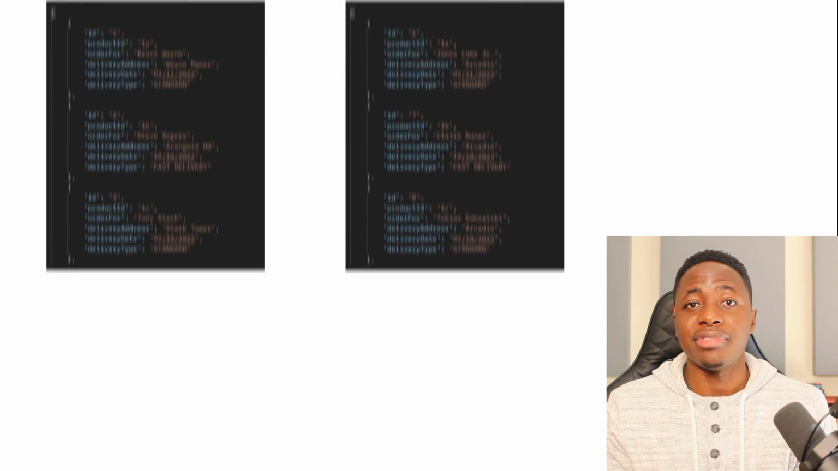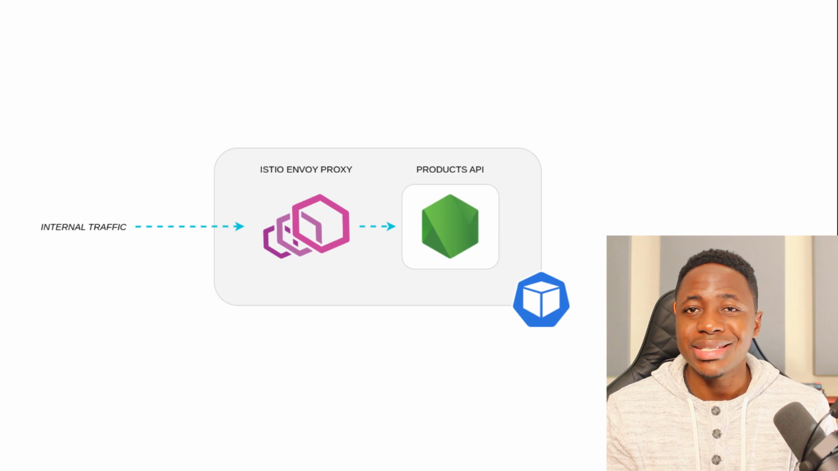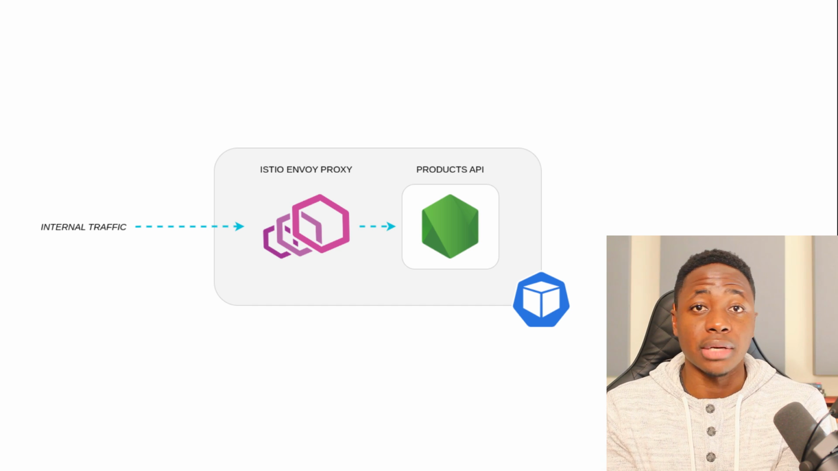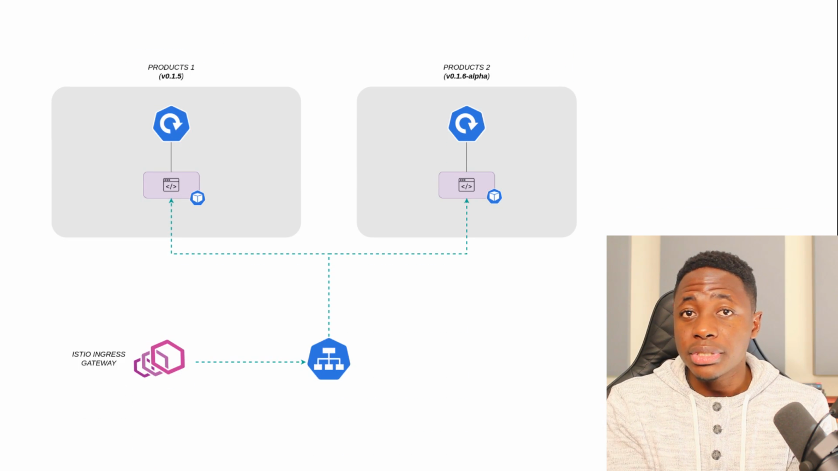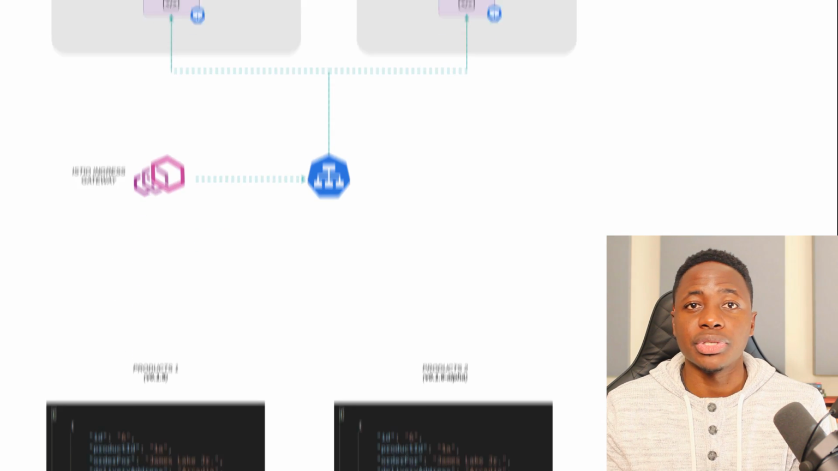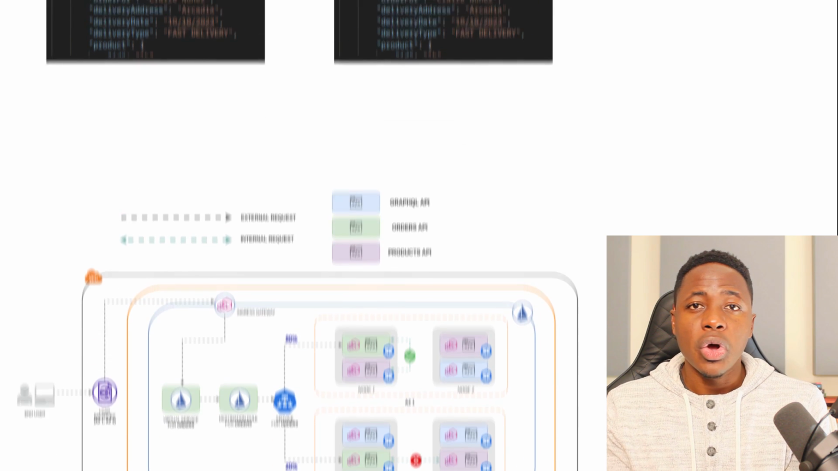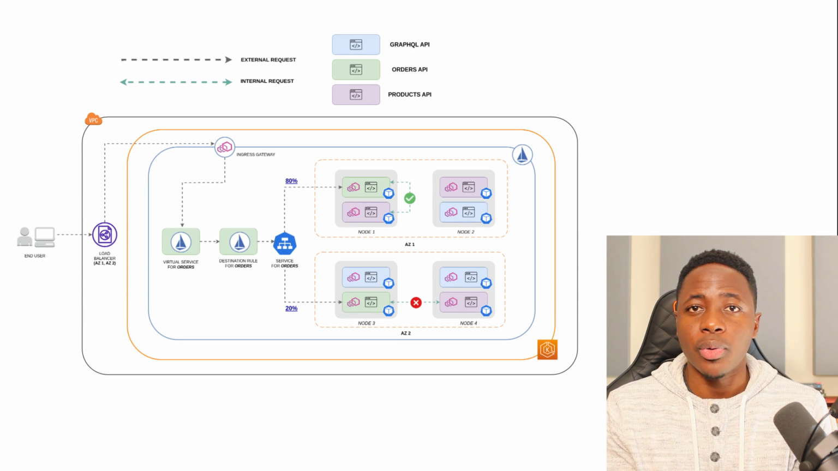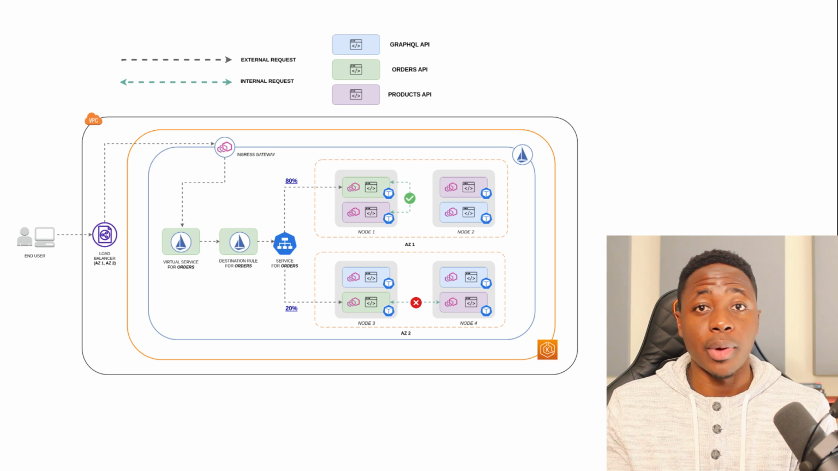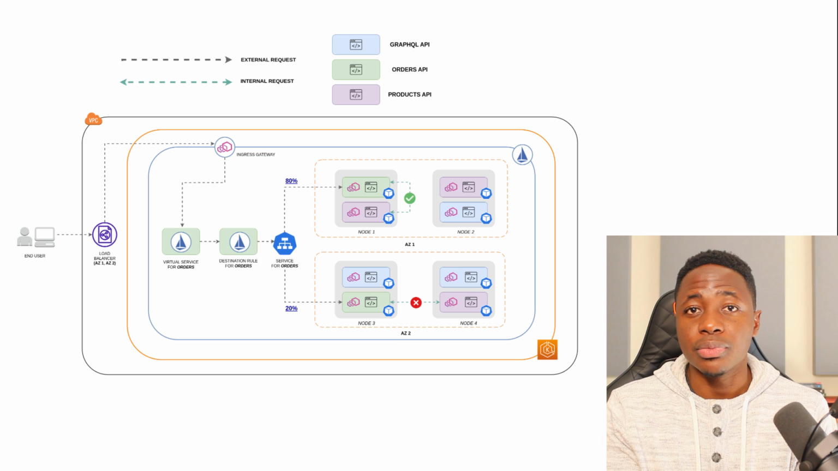And finally, I have the products microservice. It doesn't send requests to any other API. All it does is serve internal traffic requests coming from orders and GraphQL. Like orders, there are two different versions of products that each return a different list of products. And in this demonstration, orders plays a key role in serving requests from both GraphQL and directly from the Istio Ingress Gateway. And as I mentioned before, it also sends requests to products. Products just responds to the internal requests that it receives.